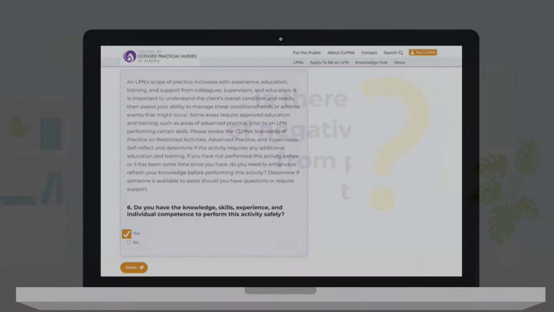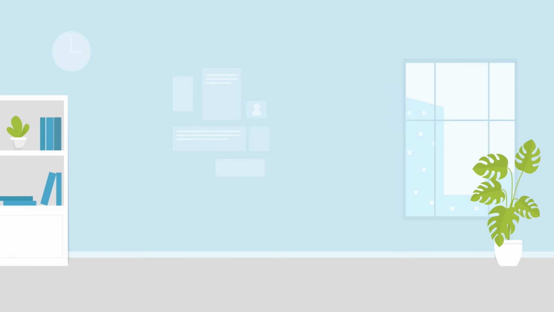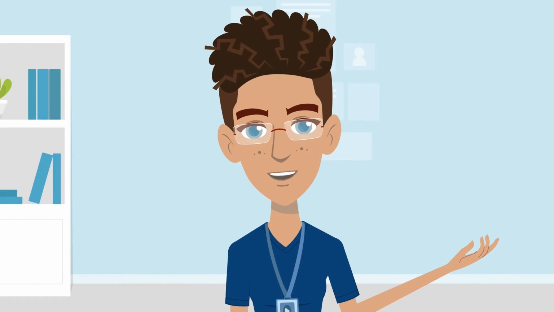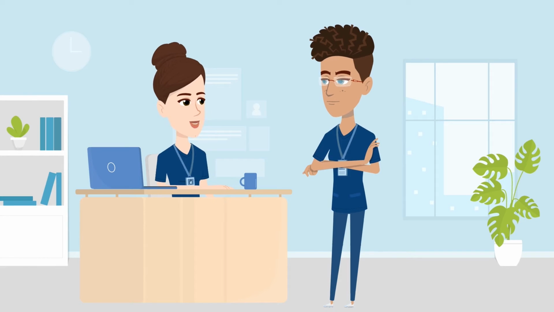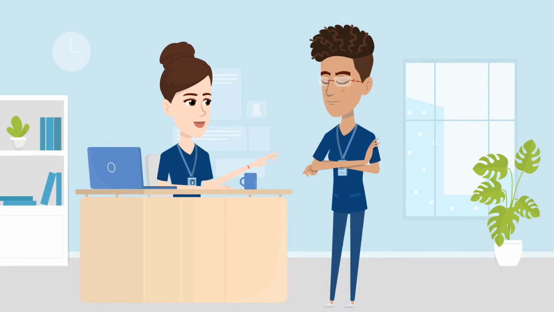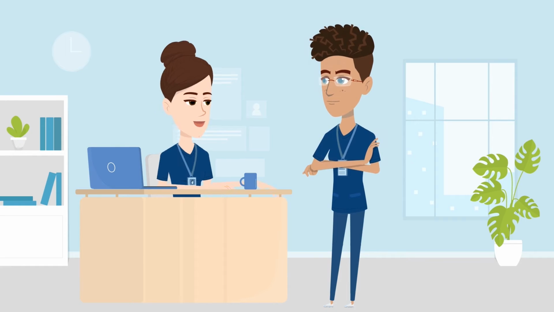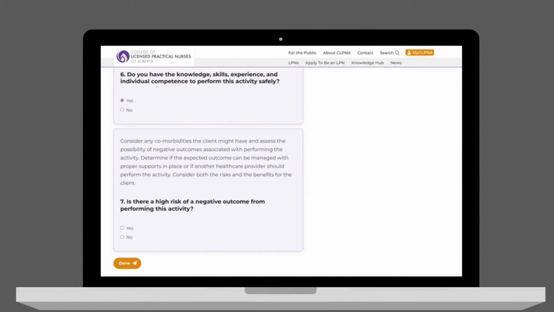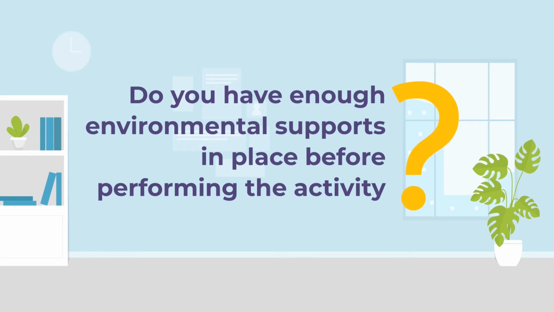Question 7. Is there a high risk of negative outcome from performing this activity? I don't think so. I know that there's always some risk of a perforation, but that's pretty low. You're right. I would classify that as low risk. You also want to consider client history and perform a visual assessment of the area to make sure there's no physical abnormalities. I think I can safely answer no to this question. This isn't a high-risk activity for this client. Question 8. Do you have enough environmental supports in place before performing this activity?